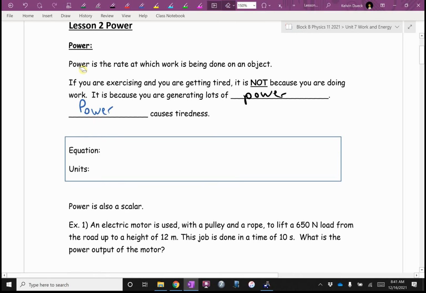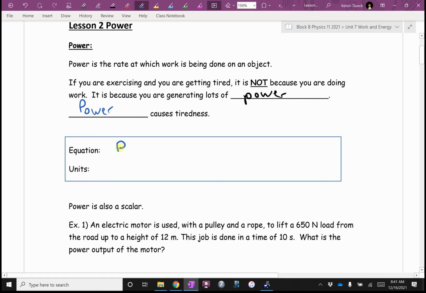Can you read to me this first sentence? Power is the? Stop. As soon as we say rate, you're dividing by time. Acceleration is the rate of velocity change, VF minus VI over time. Power is the rate at which you're doing work.